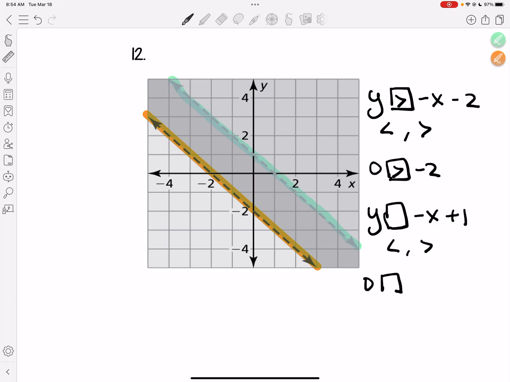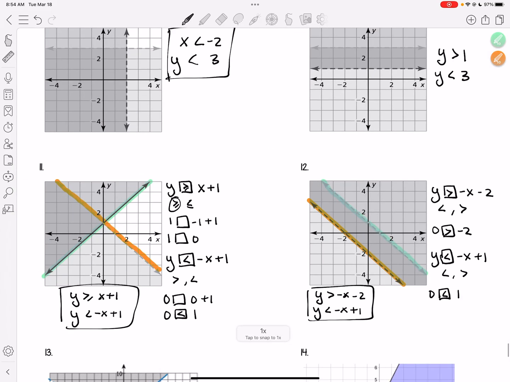So I have 0, box, 0 plus 1 is 1. So for this to be true, I need to say 0 is less than 1, so that's what goes in my box. Meaning my system is y is greater than negative x minus 2, and y is less than negative x plus 1, like that.